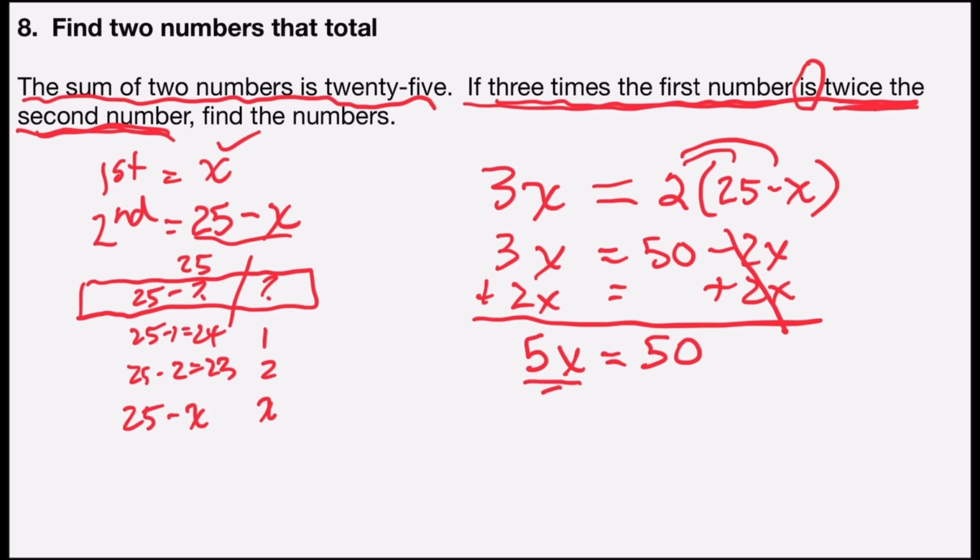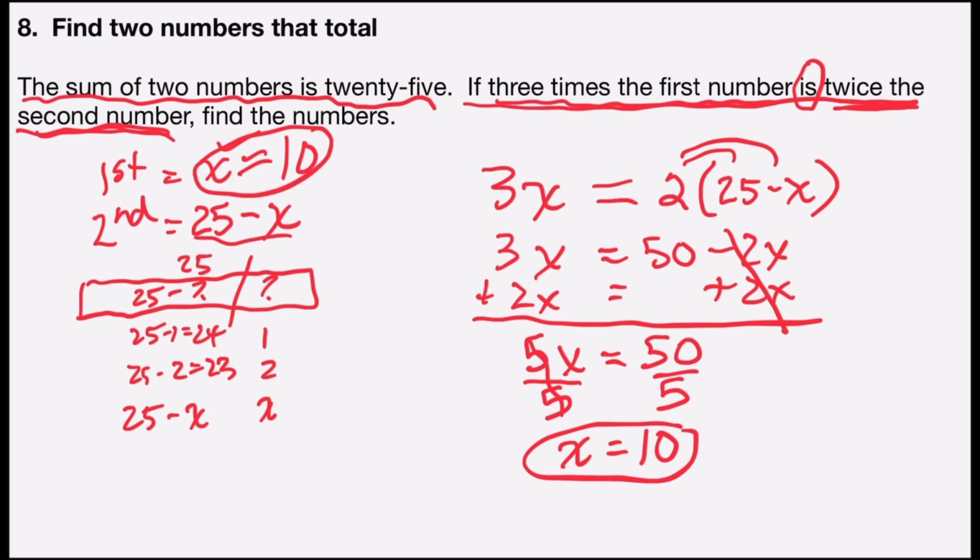And now I'll divide both sides by 5 to make my coefficient 1. 5 divided by 5 is 1x, and 50 divided by 5 is 10. So x equals 10, which means my first number is equal to 10. My second number is going to be equal to 25 minus 10. So it's like I cut 10 inches off the board. The second number would be 25 minus 10, and my answer would be 15. So my first number is 10, and my second number is 15.